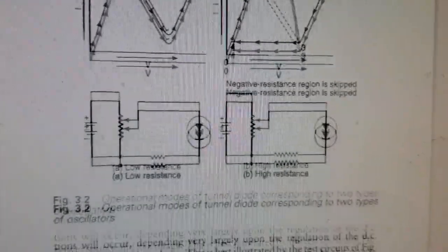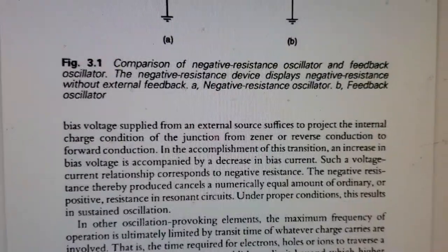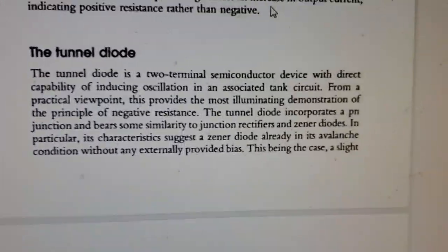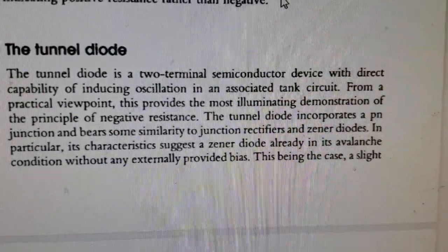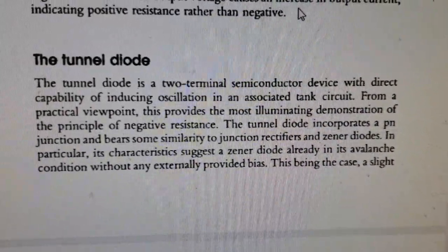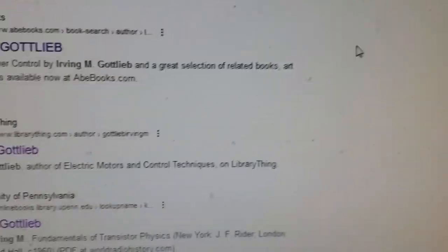He's going down into the weeds with it. It's not like you just stick the diode there and away it goes. I'm blown away. And then, so I was like, who is this Irving Gottlieb guy?